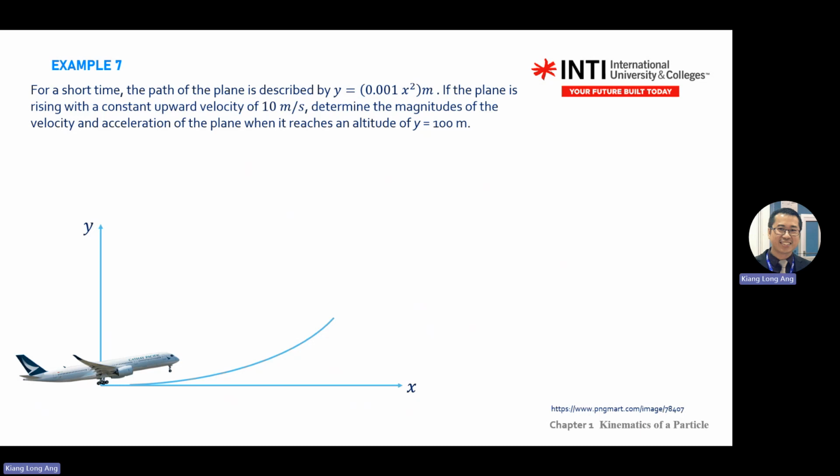So this is a tutorial question. When it comes to a test or final exam, sometimes we don't give you the line. We just draw the axes for you and put the object on the graph, and you need to develop the path for the object. If the plane is rising at a constant upward velocity of 10 meters per second, it means this aircraft moves constantly upwards. Determine the magnitude of velocity and acceleration of the plane when it reaches altitude y equal to 100 meters.